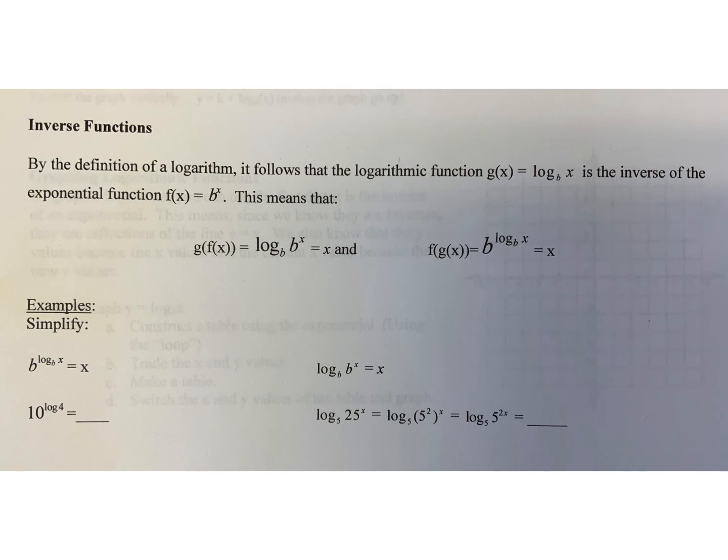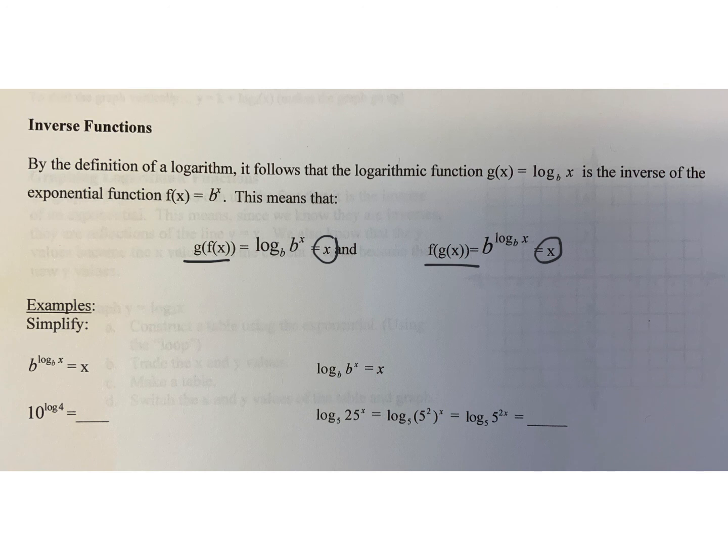Okay, we started out this whole discussion by saying that logs and exponentials were inverses. And if they're inverses, they undo each other. So from Algebra 2, you should remember that if you do composition, they are inverses if and only if, when you do this composition, you are left with x both ways.